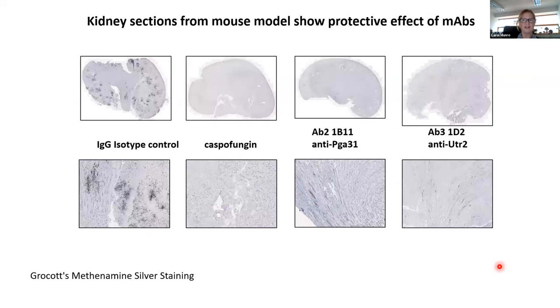This is also reflected in the kidney sections, where you can see microabscesses, the filaments of the fungi growing in the IgG isotype control treated mice. The filaments and the fungal elements are cleared in caspofungin treated mice. And you can see a vast reduction in our monoclonal treated mice.